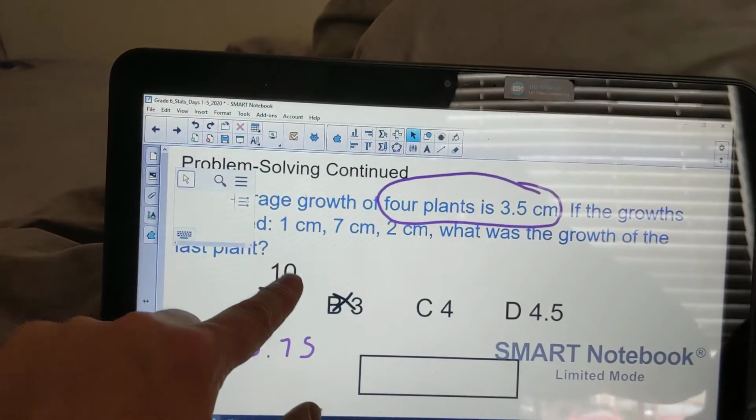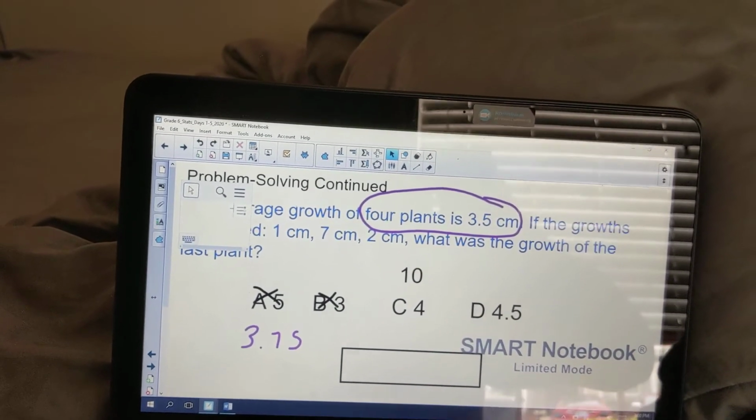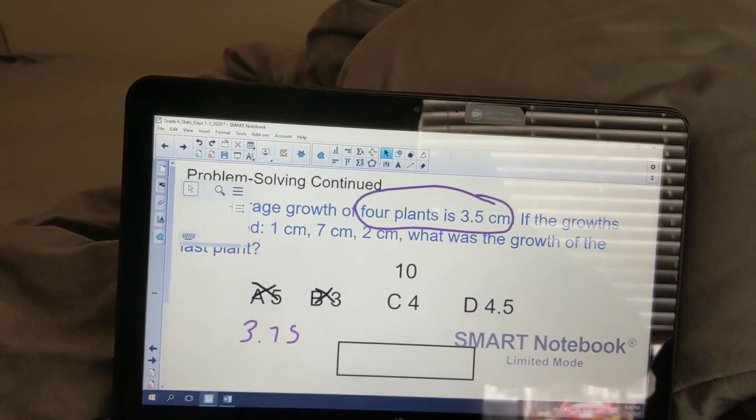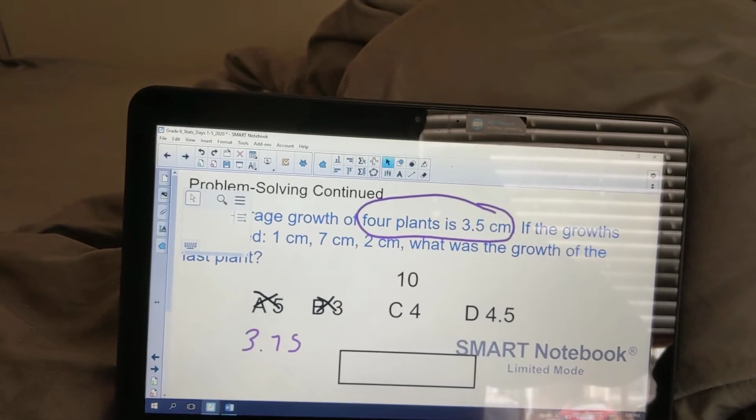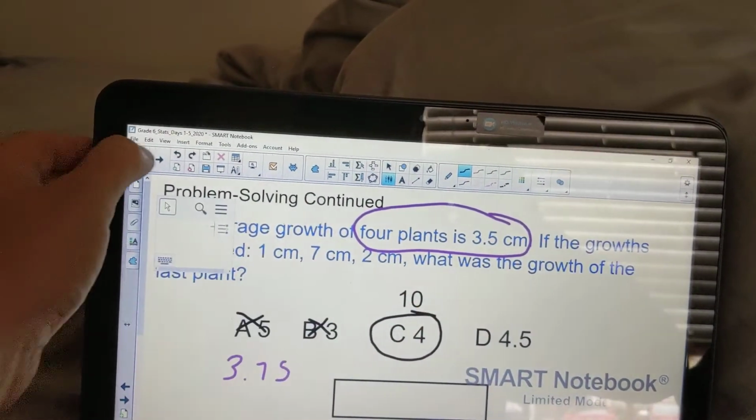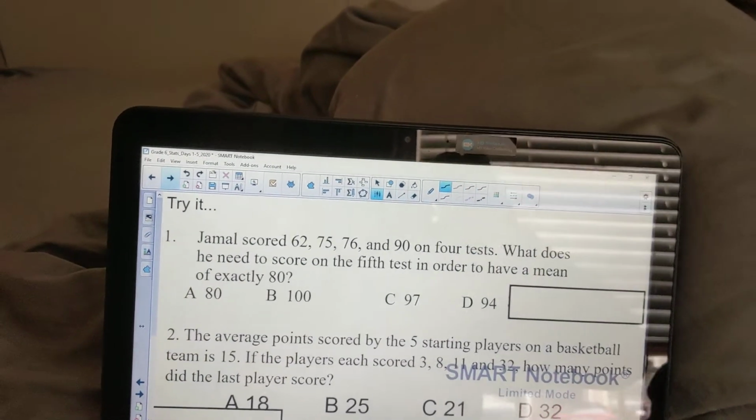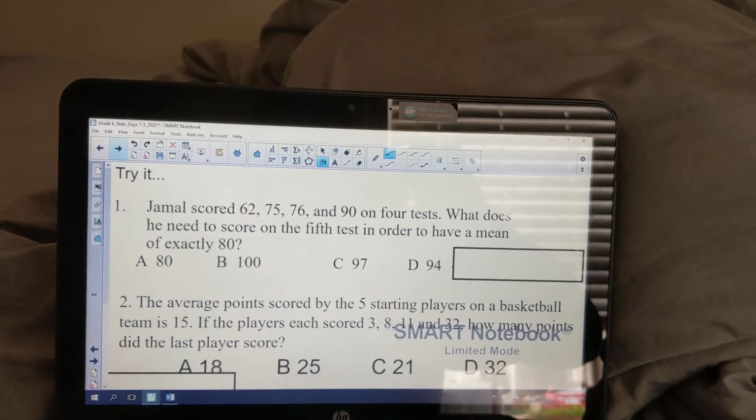So then we'll try answer choice C. Well, she had 10 centimeters of growth off of the first 3 plants, plus another 4 centimeters of growth. When we divide that by 4, we get 3.5, which is exactly what we're looking for. It happens to be answer choice C. Okay, here are 2 problems. Go ahead and pause the tape and try it now.